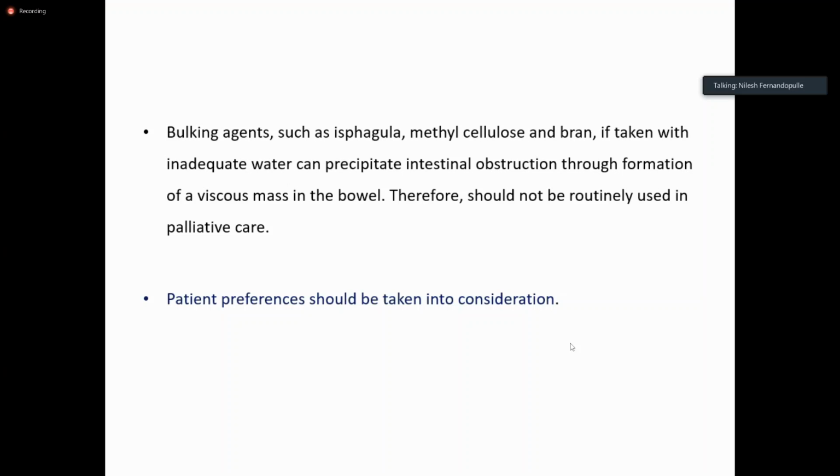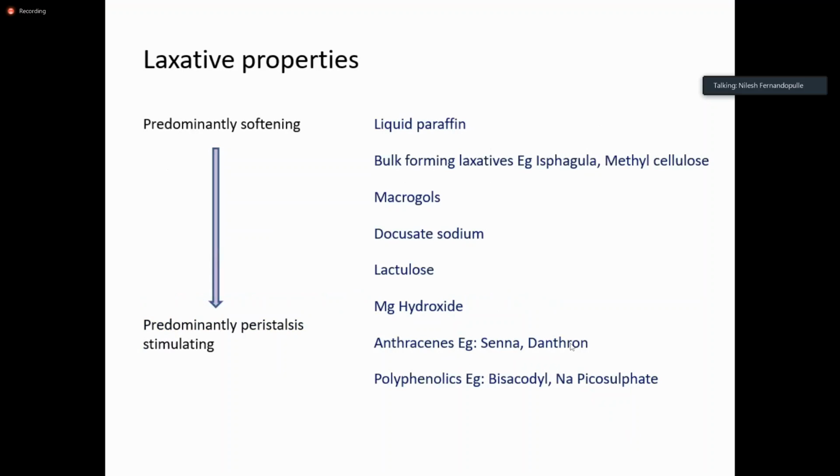Right, so these are basically a summary of the laxatives which are being used. The top ones are predominantly softening agents. The bottom ones are predominantly stimulant. Remember, laxatives have combined actions. When companies make laxatives, they make them as combined preparations, with a bit of softening effect and a bit of stimulant effect. So usually it's not a single action. Some have more softening effect, some have more peristaltic or stimulating effect.